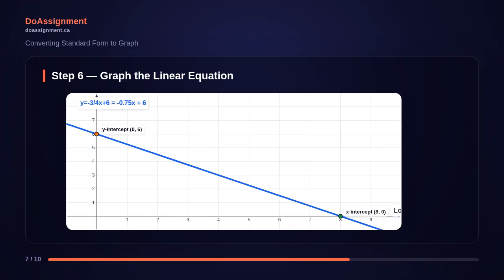Here is the graph of y equals negative 3/4 x plus 6. The line crosses the y-axis at 6 and the x-axis at 8. Every point on this line represents a combination of loaves and pastries that exactly meets the bakery's revenue target.